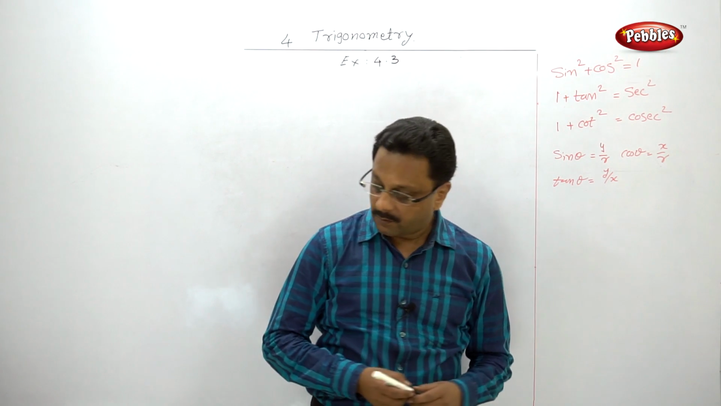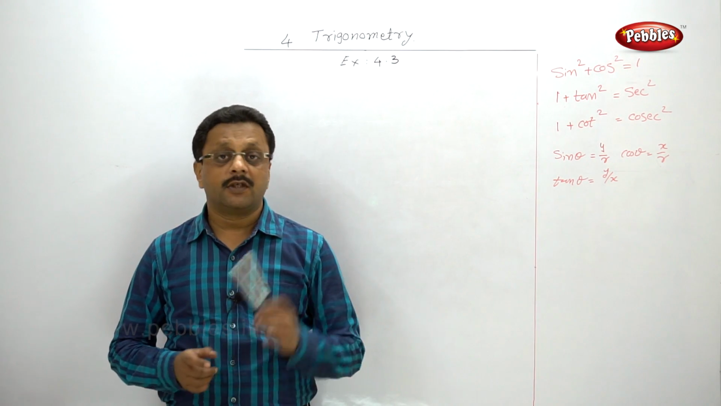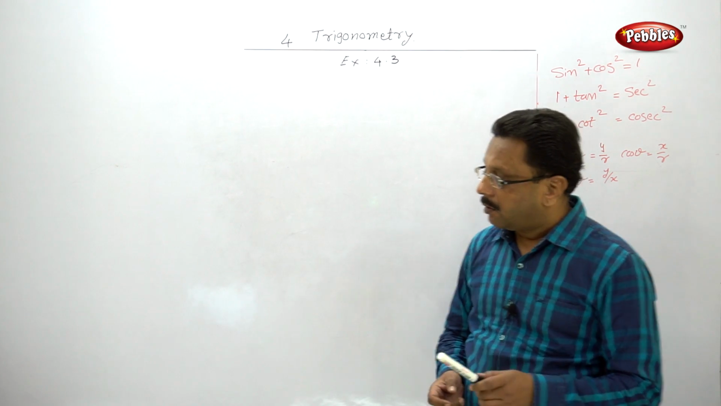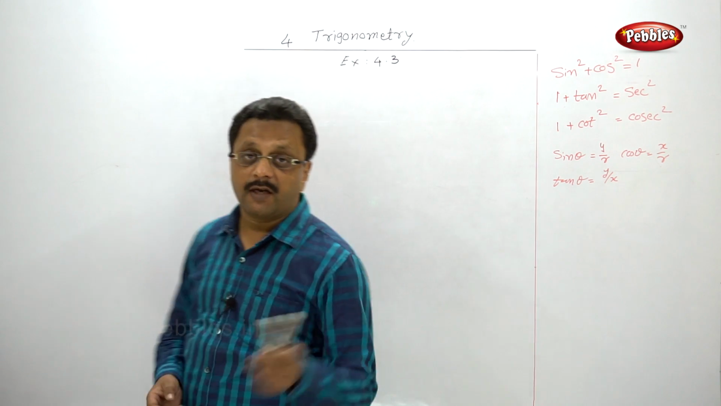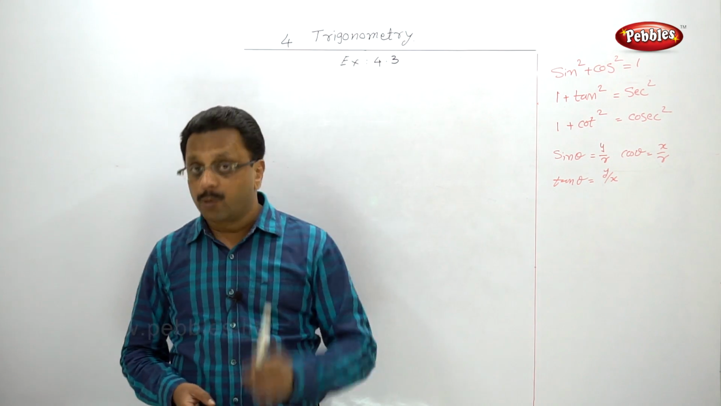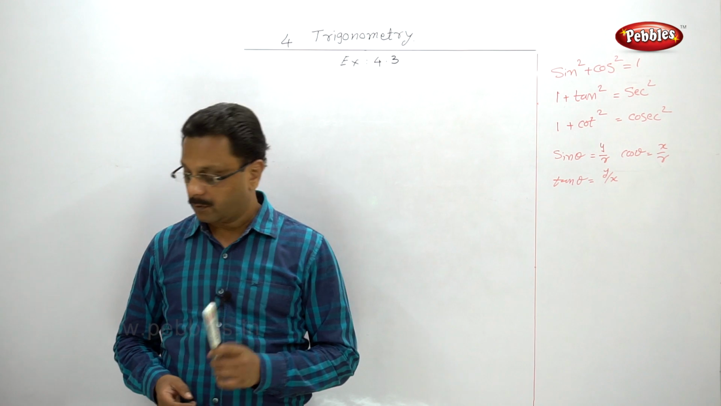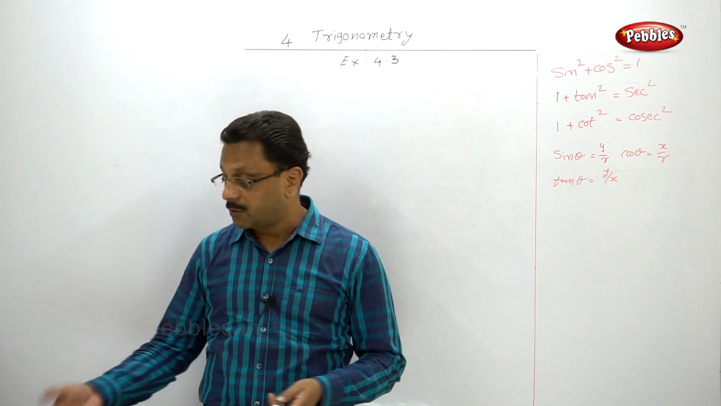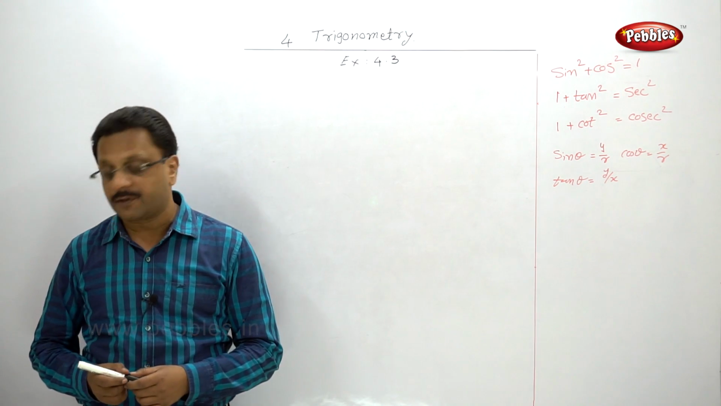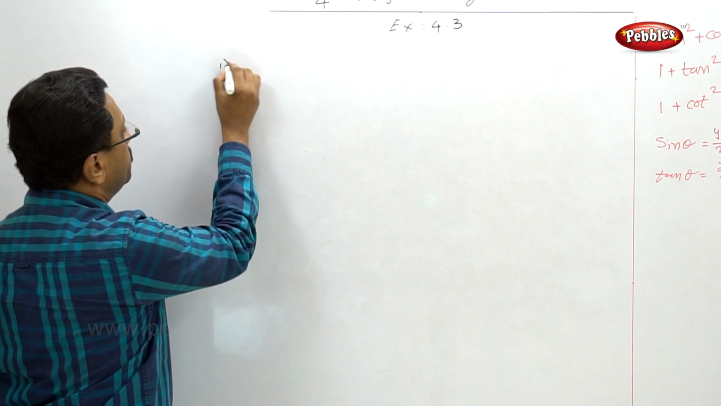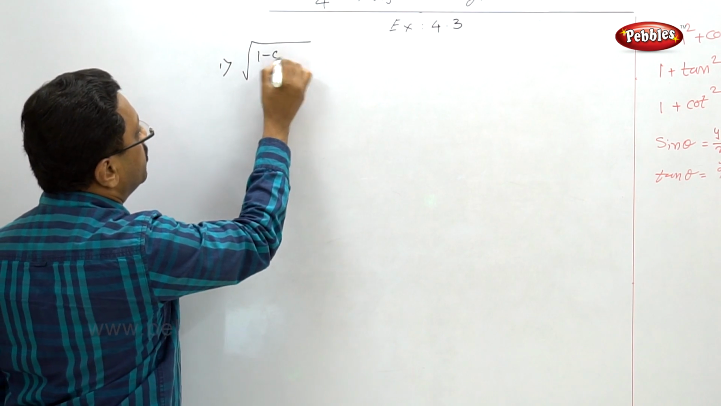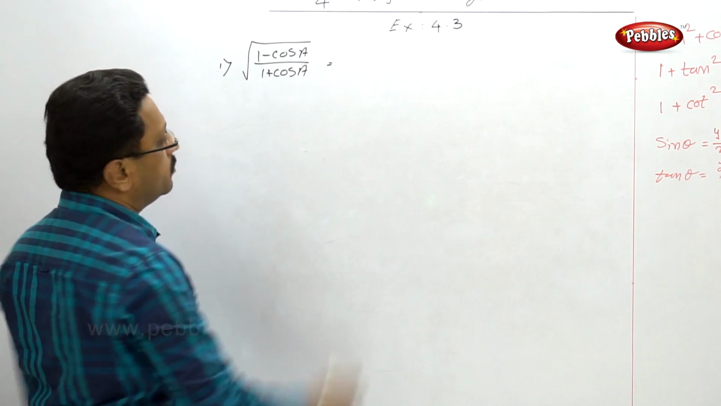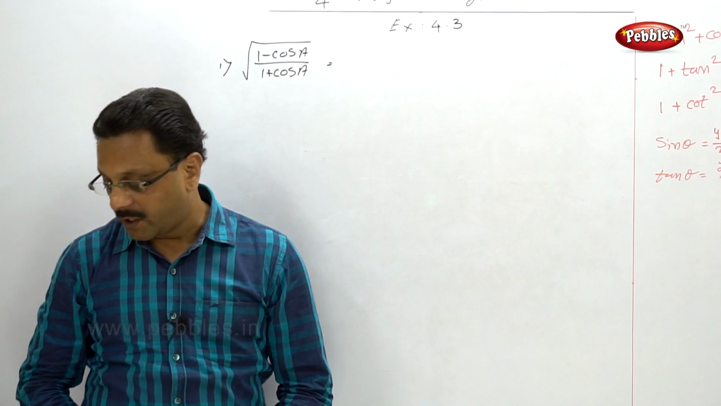Question number 7, prove the following. Now this is an important part, because either one or two questions will definitely come as prove the following in the trigonometry chapter. Generally these problems are for 3 marks. This problem was in the October 12 exam for 3 marks. The first is under root 1 minus cos a upon 1 plus cos a is equal to cosec a minus cot a.